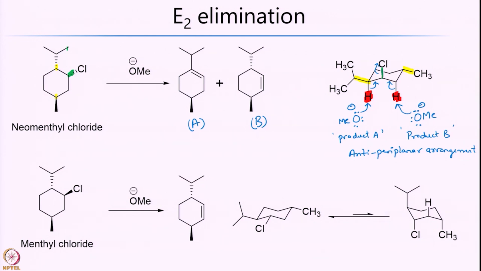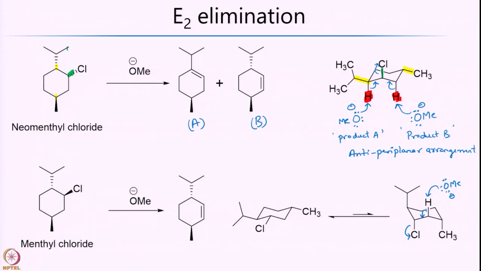So, in this case, if now the OMe comes and attacks, one possibility is it attacks this hydrogen, and then this bond would move here and the chlorine atom would leave, and this would lead to the formation of the product which is shown here, that is the 2-menthene, right.